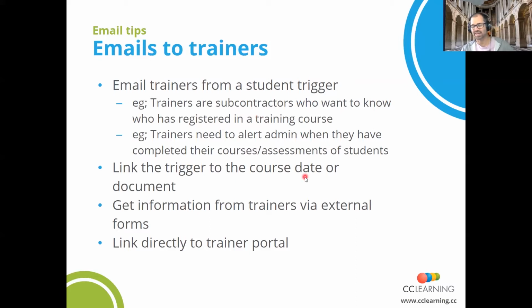Trainers might need to alert the admin when they've completed their courses. If a trainer or a subcontractor has to let you know when a course has been completed, you can use these links to create a notification to the trainer, and the trainer then clicks on that link and informs the admin: hey, this work's been done, I've completed this course now. It's ready to be invoiced, or these are how many people attended, these are the things that happened on the course. You can even gather information from the student when you do that.